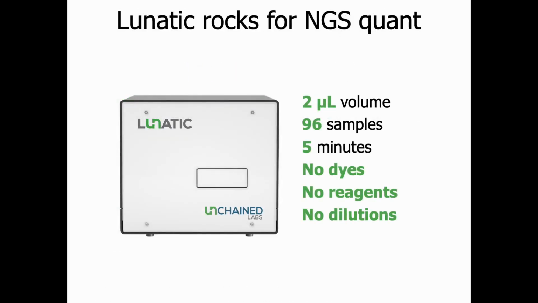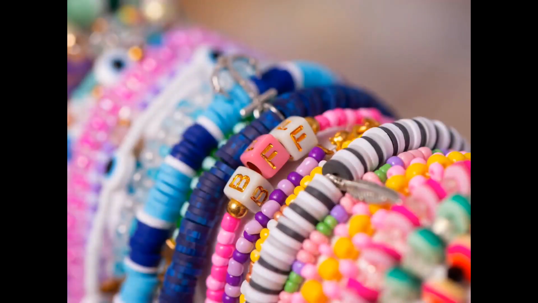The key takeaway here is Lunatic is the ultimate NGS quant tool. It's simpler, faster, and easier than other methods, without the need for dyes, reagents, or dilutions. It helps QC your samples in addition to just quant, and it's fully automatable for your highest throughput needs. With Lunatic there to save your workflow from tedious steps and downstream problems, you might even start to think of NGS as your BFF.